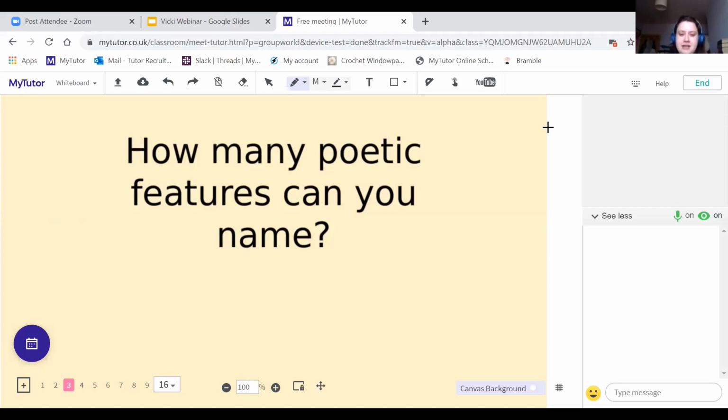So let's see what you guys have come up with. Right, so yeah, semantic fields, we can definitely see a semantic field in poetry. However, that's not exclusive to poetry, so we could see that in any text essentially. Caesura, yeah, so that is a type of punctuation in poetry. Rhyming scheme, repetition, yeah, so again, that one's not specific to poetry, but we can find it in poetry.